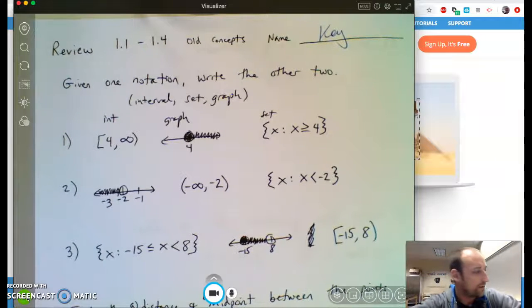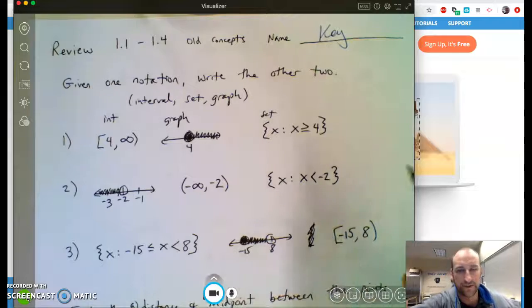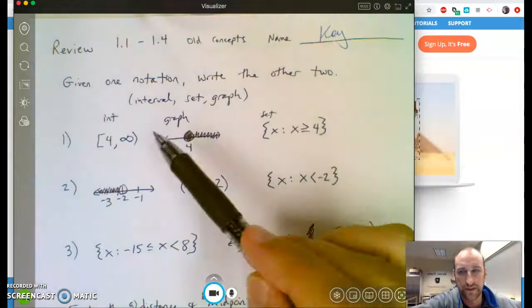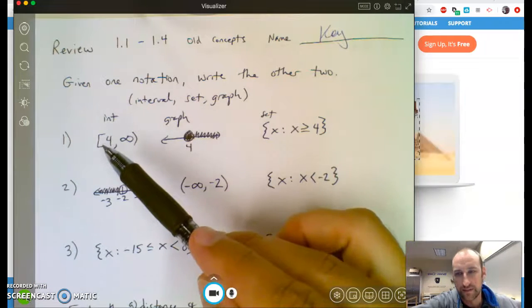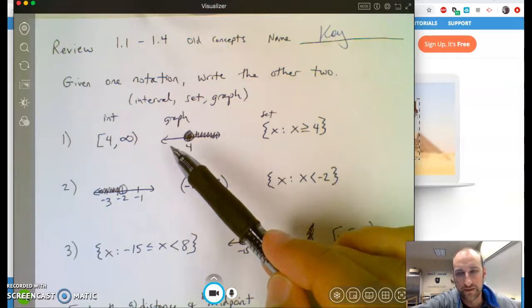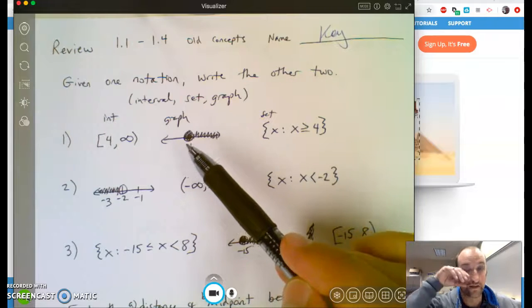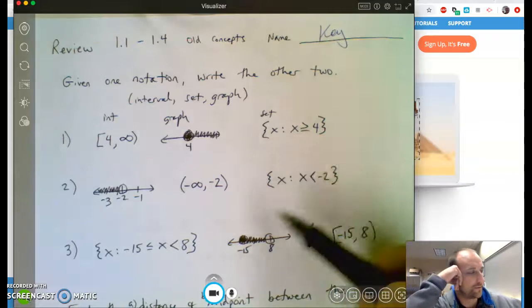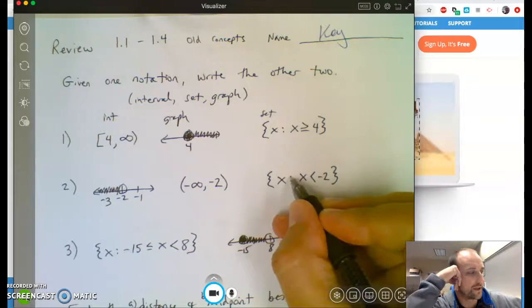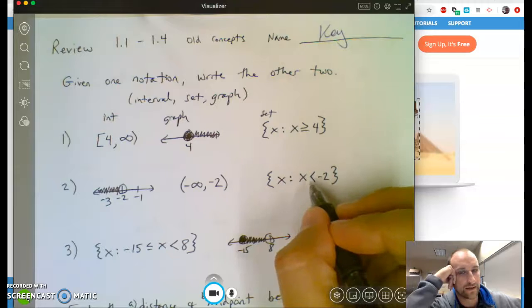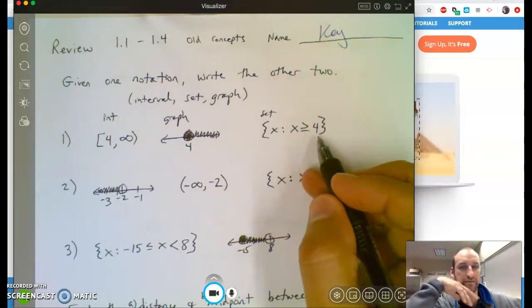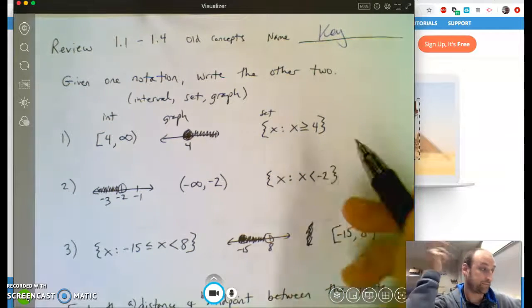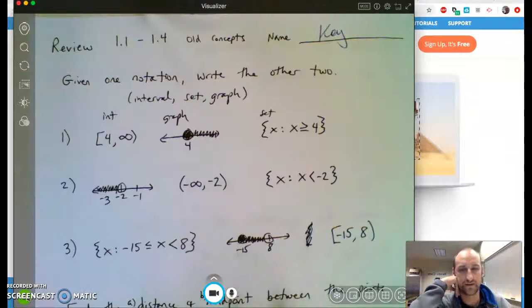I did the top part because I don't think it needs a lot of explanation. I guess just a bracket, remembering that's a closed circle, and since it goes to infinity over here, you write curly braces x such that, remember a colon is for such that, and then x is greater than or equal to 4. Kind of the same deal here. I don't think there's anything crazy.